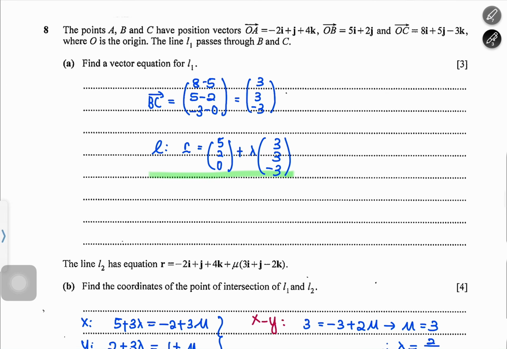Question number 8, I need to find the vector equation of L. This is quite easy because they already told us it passes through B and C. My answer and your answer could be different. I am selecting point B over here. If you want, you can even write point C.